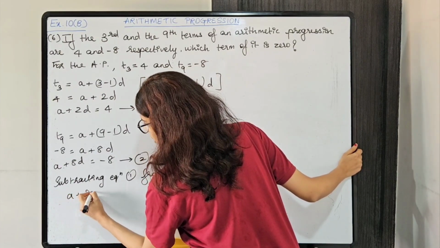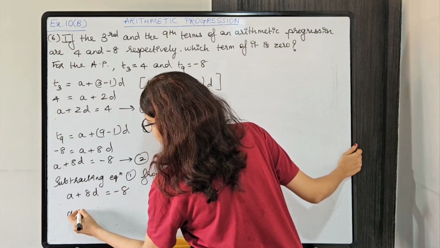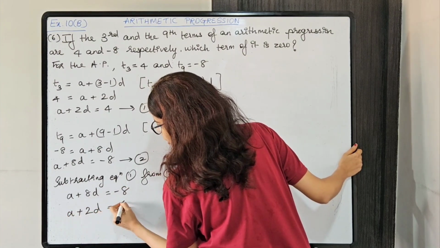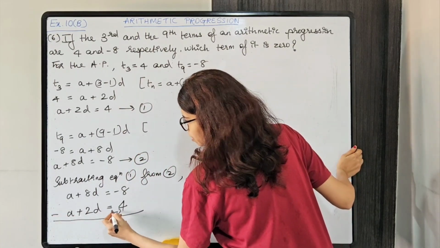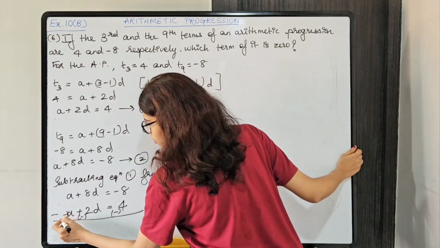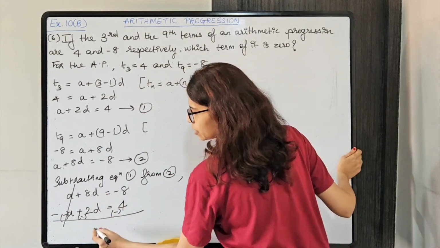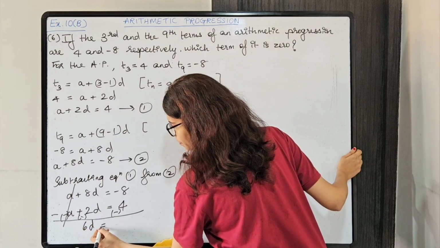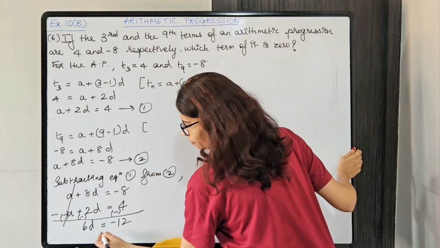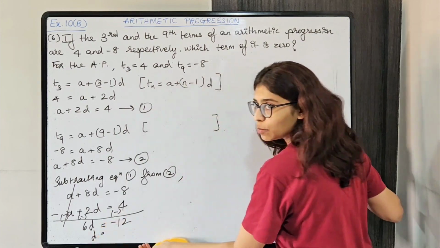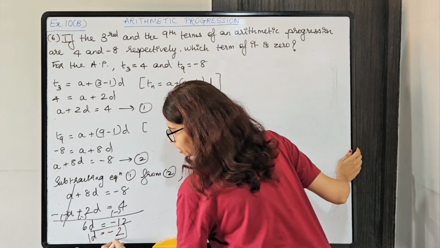So A plus 8D is equal to minus 8. 1 बाद में लिखेंगे because we are subtracting it. So signs will change. Okay. सारे positive है, सब नेगेटिव हो जाएंगे. ओके, A कैंसिल हो जाएगा. 8D minus 2D gives 6D. Minus 8 minus 4 will give minus 12. D will be minus 12 upon 6, that is minus 2. Okay, so we got D.